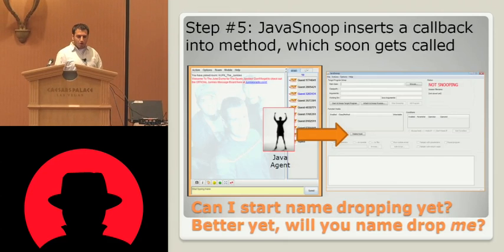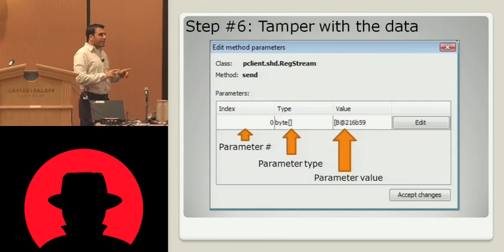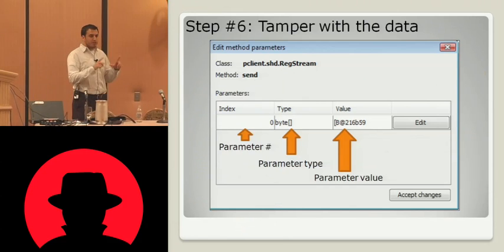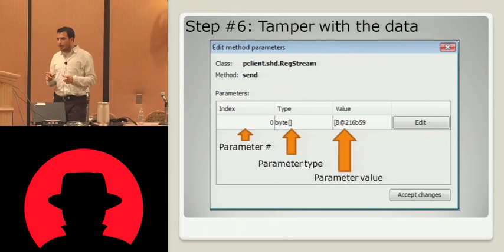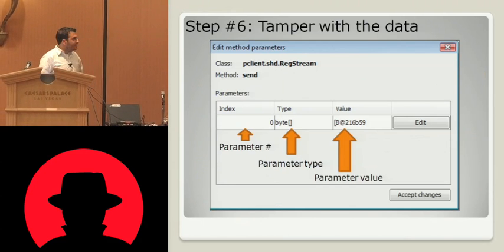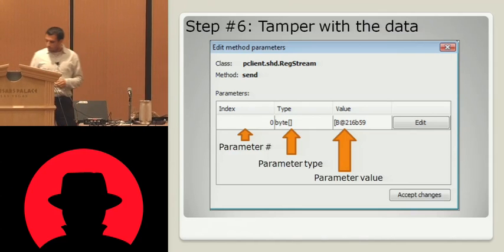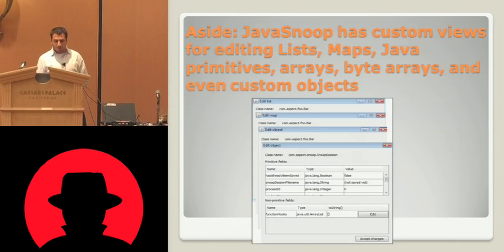So when that method gets called, you get a little pop-up. It gives you some information. It says, here's the class that's calling. Here's the method that's calling. This is something you wanted to edit. So here's your opportunity to edit it. If you click on this nice little edit button, you'll get a screen that's nice for editing byte arrays.